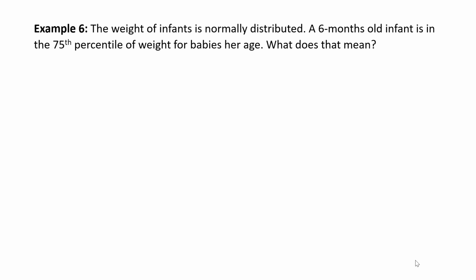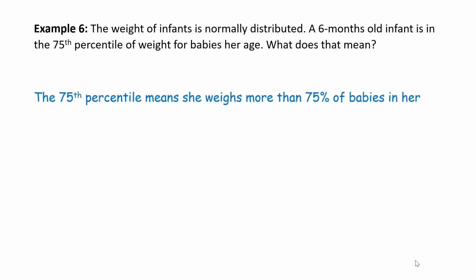Example, the weight of infants is normally distributed. A 6-month-old infant is in the 75th percentile of weight for babies her age. What does that mean? The 75th percentile means she weighs more than 75% of babies in her age category.